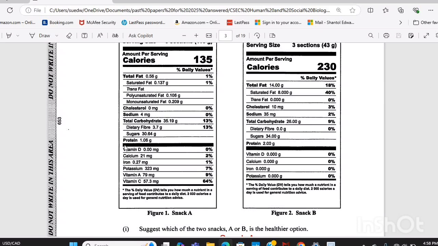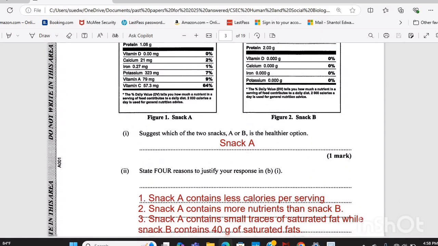If we look at snack A, we realize that it contains a total percentage of carbohydrates, which is 13%, while for snack B, it only has 9% carbohydrates. When we're looking at dietary fiber, snack A has 13%, but snack B has 0% dietary fiber. If we look at snack A, we realize that snack A has 64% vitamin C, but there is no vitamin C in snack B. We're also looking at the fact that we have vitamin A, potassium, iron, and calcium all being represented in snack A, but none of those vitamins and minerals are represented in snack B. So the fact that it has more nutrients than snack B would tell us that it's a healthier option.